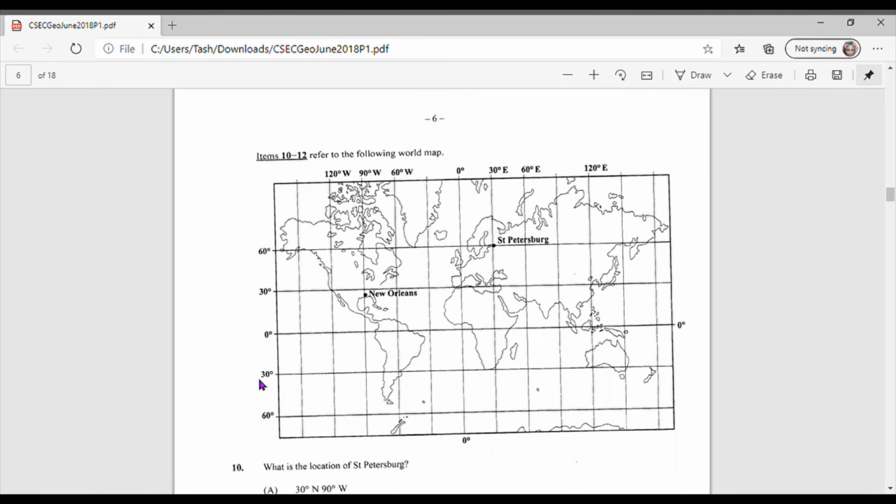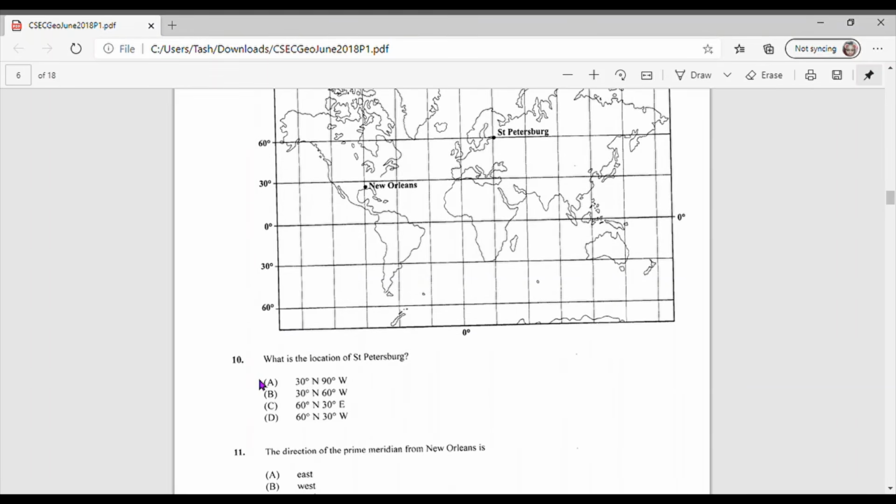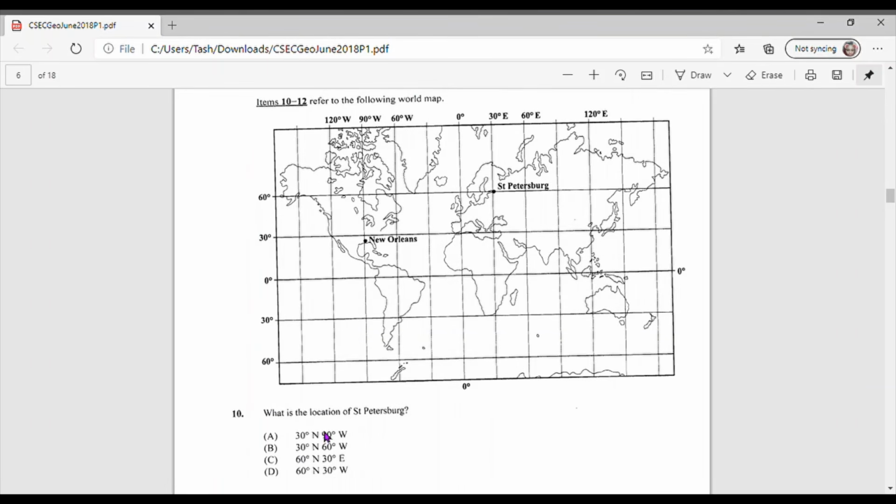Items 10 to 12 refer to the following world map. What is the location of St. Petersburg? So let's find St. Petersburg first. We can see that it is on the line of 30 degrees east, and it is also on the line of 60 degrees, but it did not say if it's north or south.